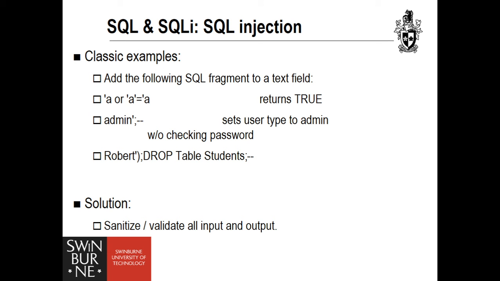Okay, this is the classic example of SQL injection, and we can add the following fragment to a text field, such as a' or 'a'='a', which evaluates to true. Admin'-- sets the user type to admin without checking the password. Robert'; DROP TABLE Student. Okay, how do we prevent this?